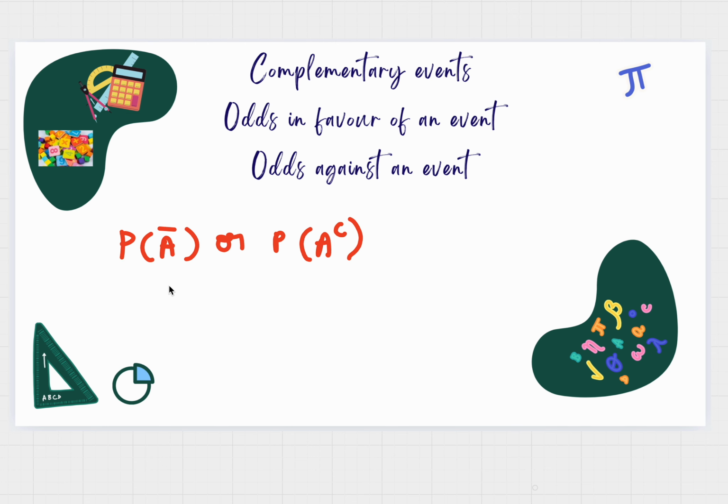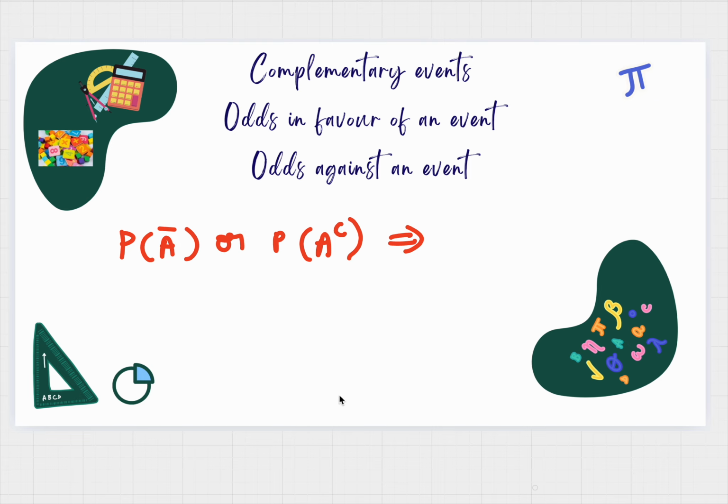Complementary events. It is denoted either in this way or in this way. We have seen that P of A is the probability of an event happening. So P of A complement is opposite to it. It is the probability of that event not happening.